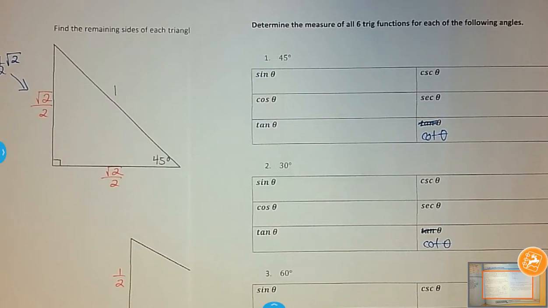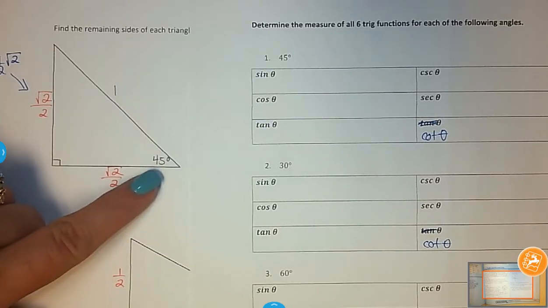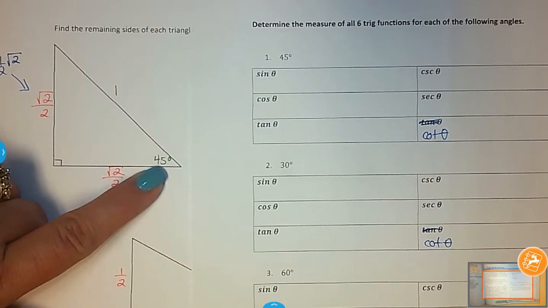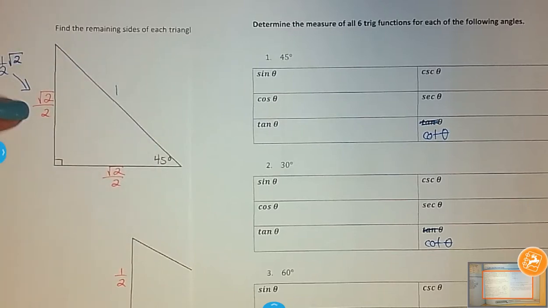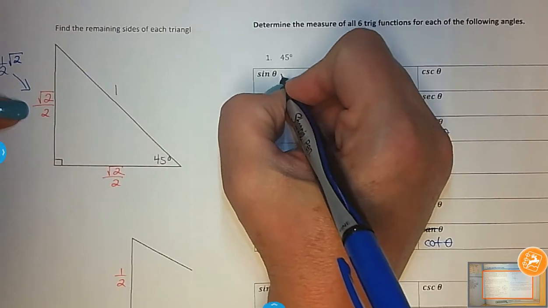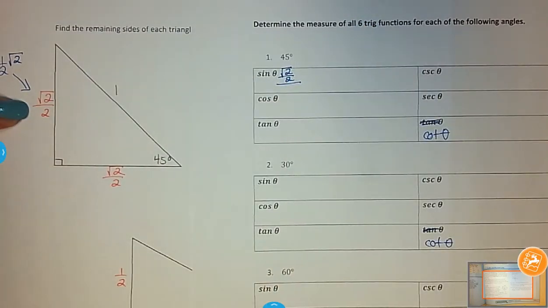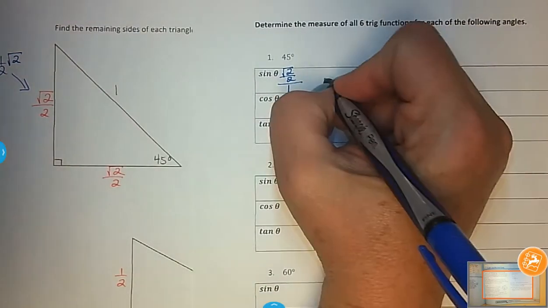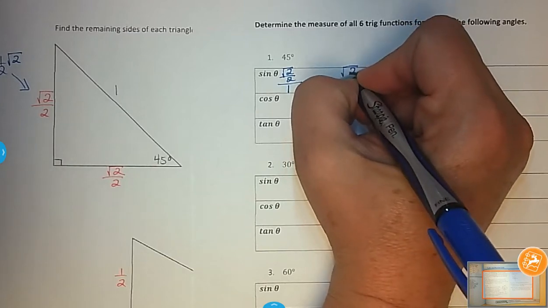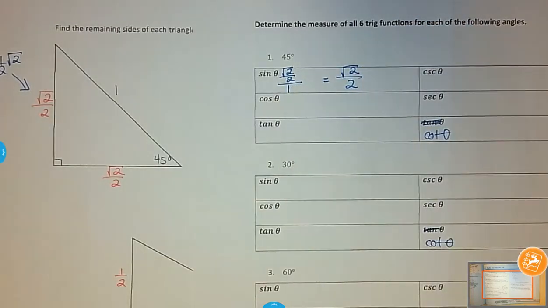So for 45 degrees, I want to know what the sine is. So first thing I have to do is find my 45-degree angle. Sine is the opposite over the hypotenuse. So all the way on the opposite side of the triangle from 45 is square root of 2 over 2. And I have to put that over the hypotenuse, which is 1. When you put anything over 1, you get what you started with. So the sine of 45 degrees is square root of 2 over 2.